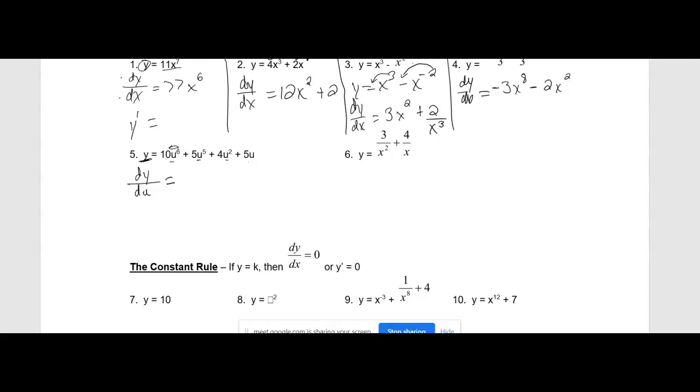Go through the power rule, pretty simple. I think at this point we probably have a handle on this. And then 25u to the fourth plus 8u and then plus 5.